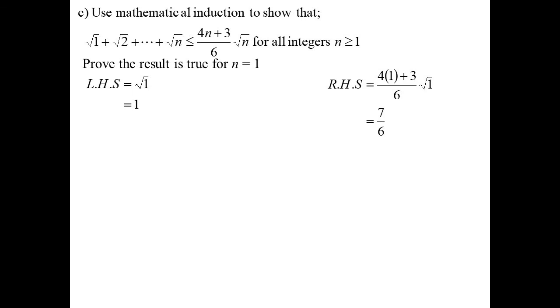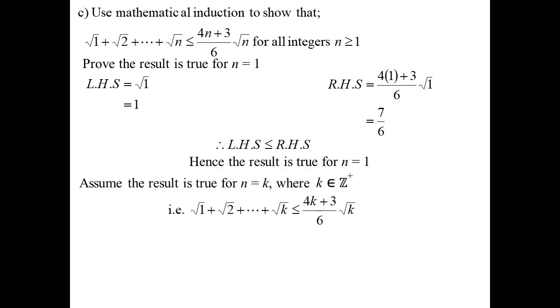Now they want us to use induction, that same series, but show it's less than or equal to (4n plus 3) on 6 root n. So we can use induction for this one. Let's prove it's true for the first case. Right-hand side is 7/6. And yes, 1 is less than 7/6. So, yep, our base case it works for.